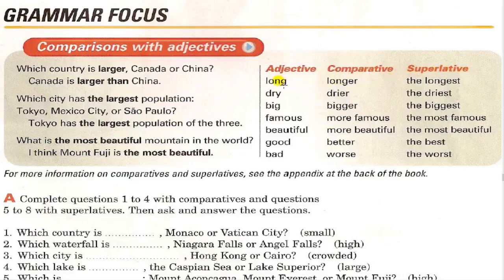One and group. Long, longer, the longest. Dry: the adjective ends with Y, and there is a consonant before the Y, so it's not a vowel. Vowels are A-E-I-O-U, but here we have R. Dry, drier, the driest. Y becomes I, and we add E-R, drier, driest, I-E-S-T. So we remove Y, and we put I-E-R or I-E-S-T.